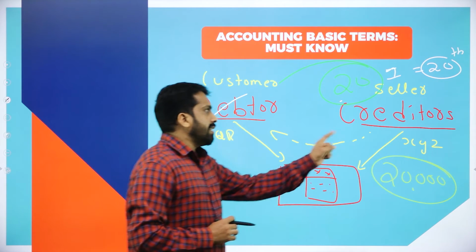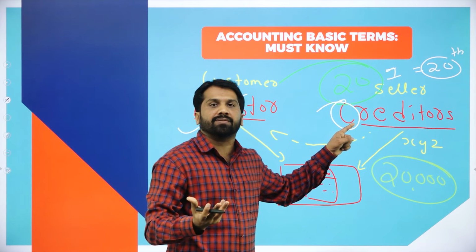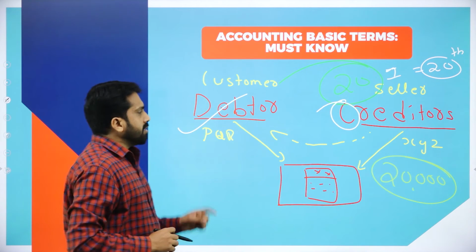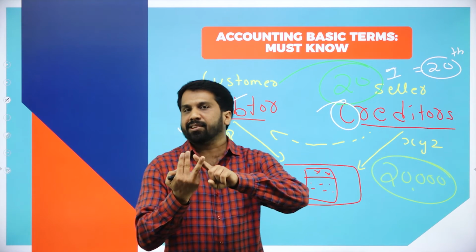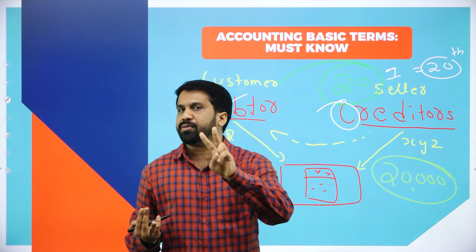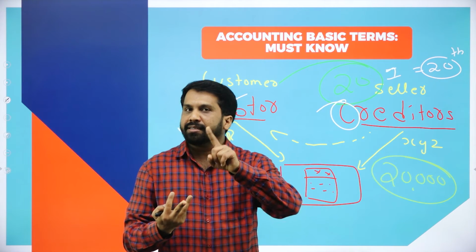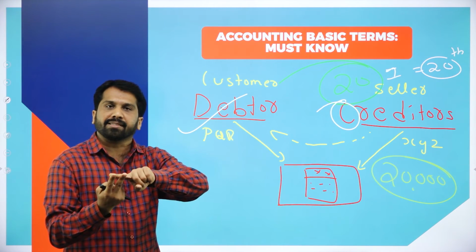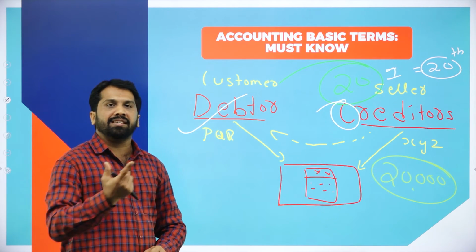Remember this shortcut. Creditor starts with C. C means he has not collected cash. Clear? Yes. So this is also one of the important topics. Three topics we learned. One is transaction. In transaction we have two things: cash, credit. The second one is discount. In discount we learned two things: cash discount, trade discount. The third one is debtors and creditors.